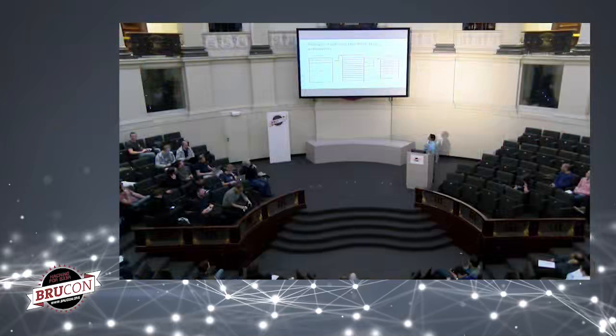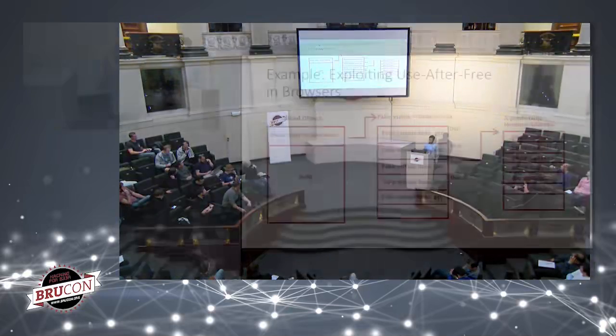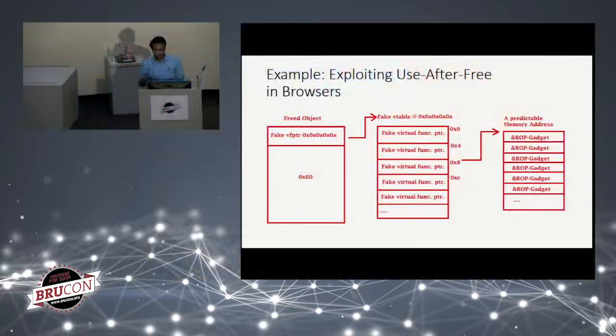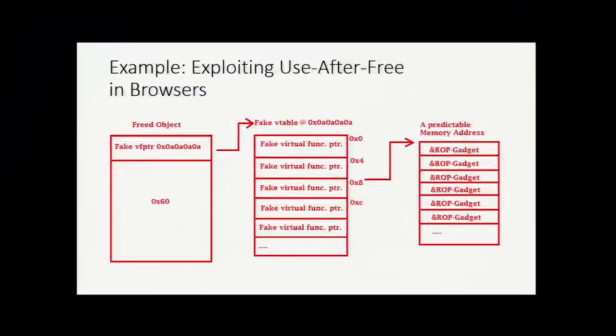Okay, so this is an example of how use-after-free vulnerabilities are actually exploited in browsers. There can be many vulnerabilities, so I have chosen use-after-free to show you how it is done. So what is a use-after-free vulnerability? It is when an object is already freed, but it is referenced again somehow.